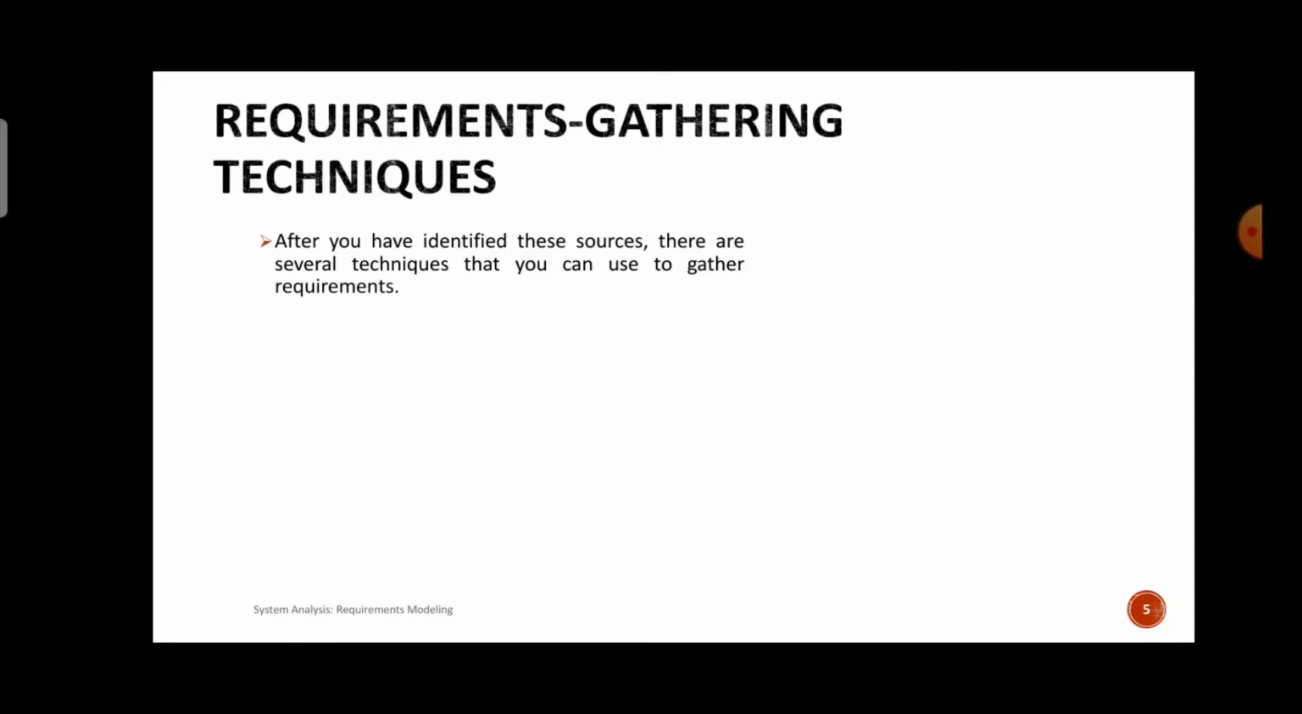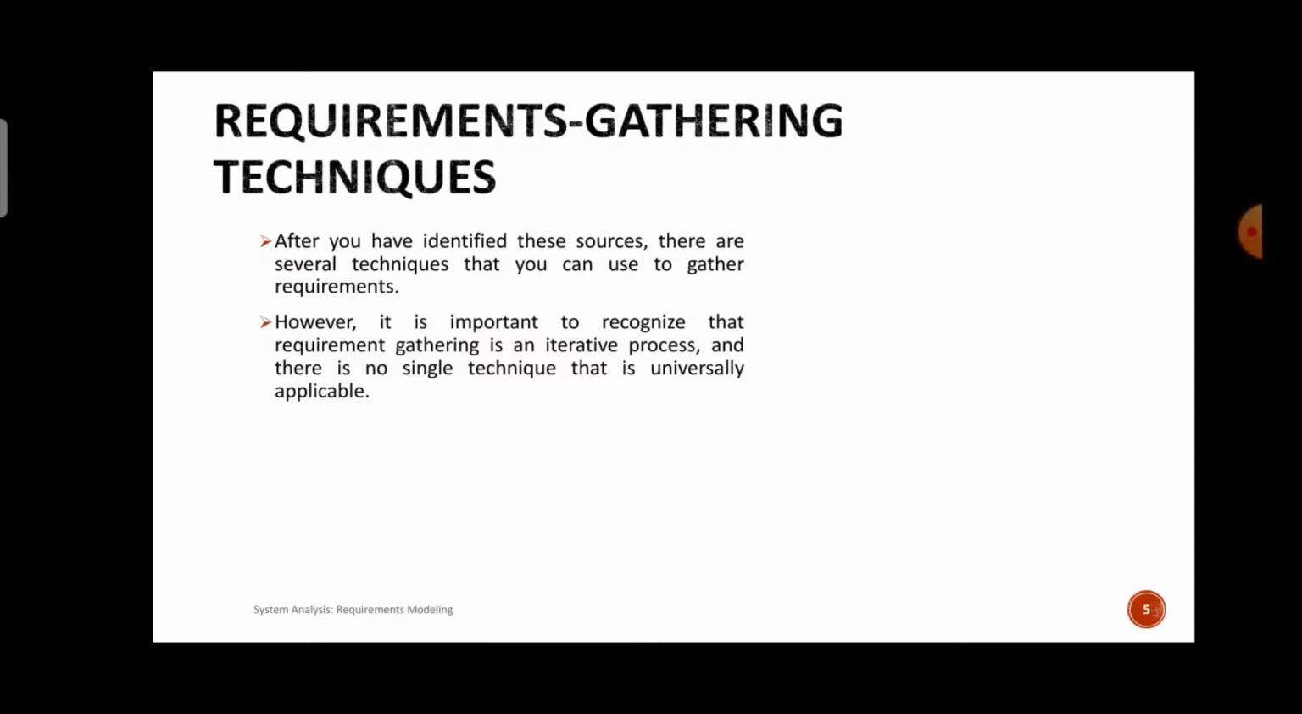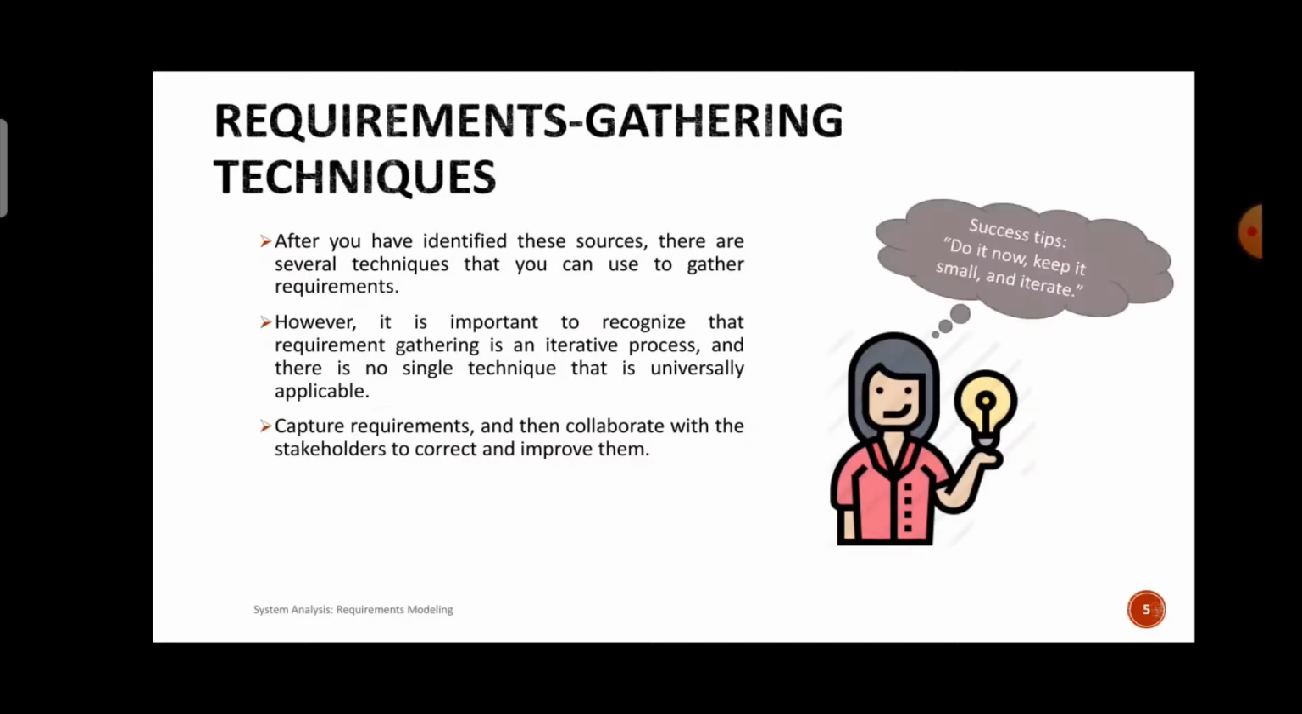Continuing, after you have identified the sources, there are several techniques that you can use to gather requirements. However, it is important to recognize that requirements gathering is an iterative process, and there is no single technique that is universally applicable. Capture requirements and then collaborate with the stakeholders to correct and improve them. Some success tips: do it now, keep it small, and iterate.